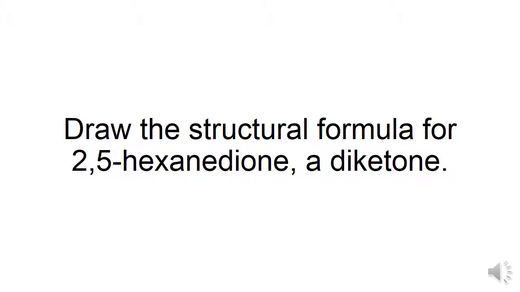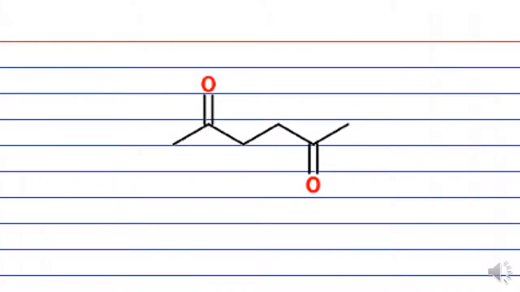Draw the structural formula for 2,5-hexanedione. All right? So that's 2,5-hexanedione, and what's its structural formula? All right, here we go. So either way you number it, because you're supposed to number so that you get the lowest numbers for the substituent groups when naming. So here goes 1, 2, 3, 4, 5.